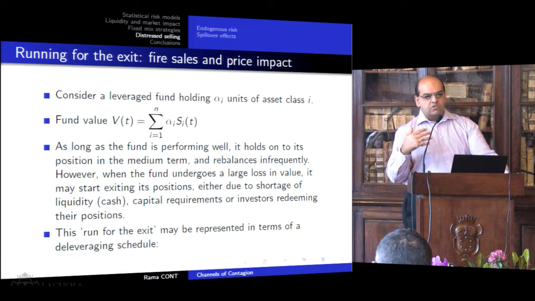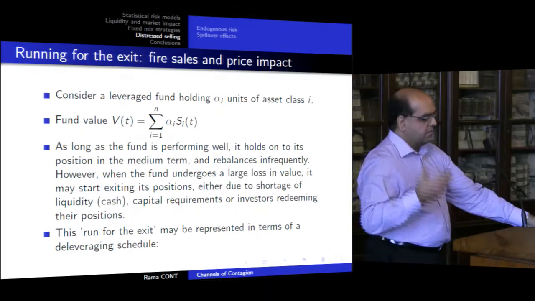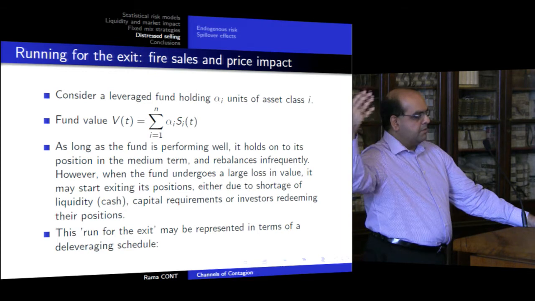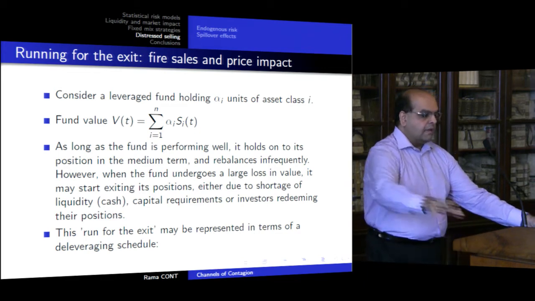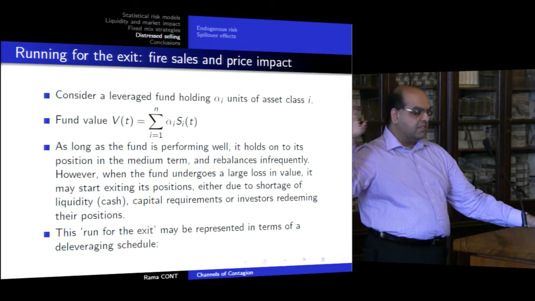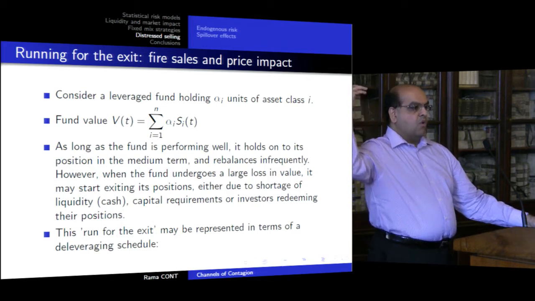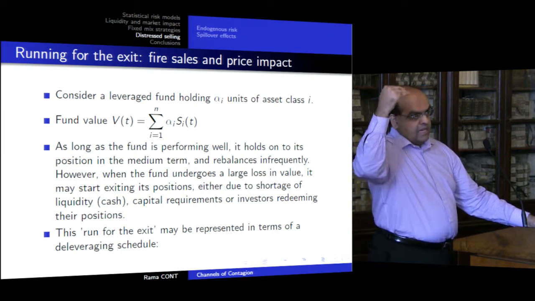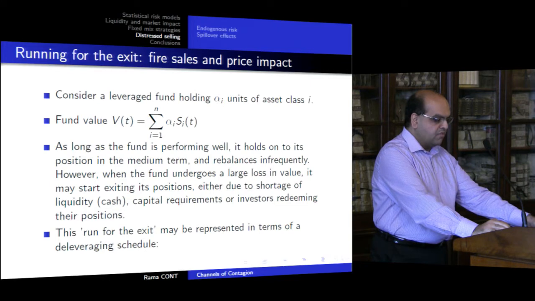So what happens is that if the fund undergoes a large loss, then investors or the fund manager will start exiting some of its positions, so we start liquidating part of the positions. And this can happen for various reasons. It can happen due to capital requirements, due to liquidity constraints, or due to investors exiting their position. In the model, I will not make behavioral assumptions on investors or fund managers. It can be any of these mechanisms. They ultimately lead to the same effect: when there are losses in asset value, it triggers sales, and I want to model how this initial shock will lead to more shocks or more instability. So I call this a run for the exit, and that's a good way to think about this.